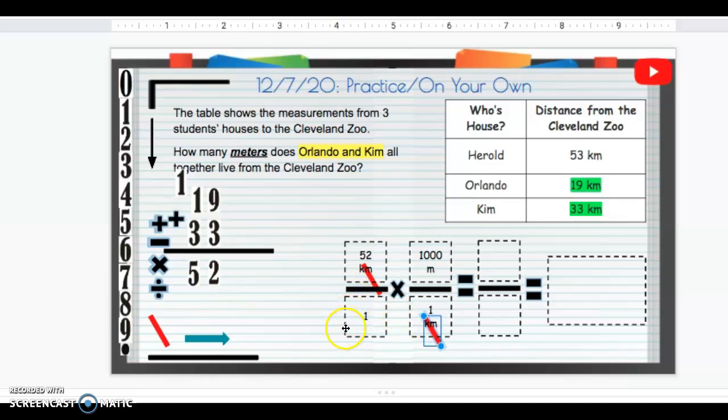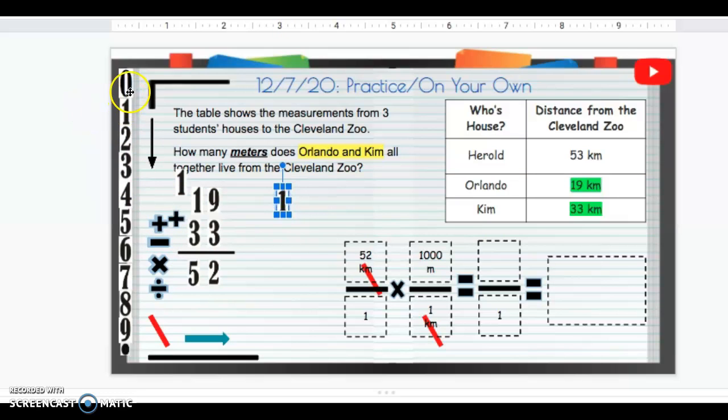So now we have to go across, because now all we have left is meters. So we have to do 52 times 1,000. And we have to do 1 times 1. Well, 1 times 1 is easy. That's 1. And then we have to sit here and do 1,000 times 52. So let's do that out. I'm actually going to make this smaller. And we have to multiply that out.